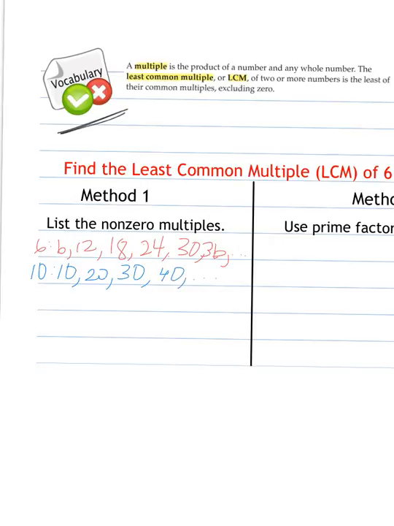Now we look at these multiples of our 6 and our 10, and we find what is the smallest number between both of them. Well, I see we have 30 here. So our least common multiple between 6 and 10 is going to be 30.